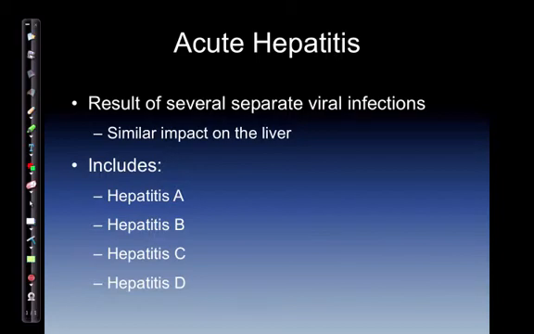Acute hepatitis results from several separate viral infections with a similar impact on the liver, and they include hepatitis A, which is transmitted via the fecal-oral route, most prevalent in developing countries with poor sanitation and wastewater treatment. Hepatitis B, transmitted via either blood or bodily fluids. A big concern for the paramedics. BSI would always be a consideration in this. Hepatitis C, a blood-borne viral infection, passed along via blood-to-blood contact. And then hepatitis D, caused by an RNA virus, which is active only in the presence of hepatitis B. Either it is a co-infection or a superinfection and complicates the care of the patient with hepatitis B.